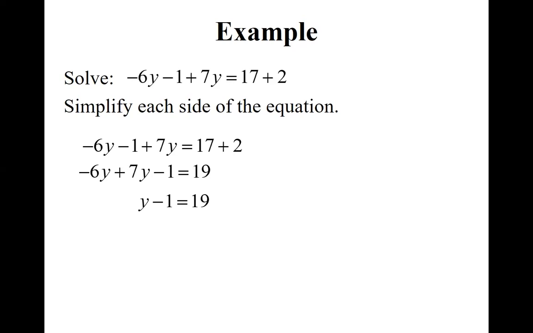This we can solve by adding 1 to both sides. To get the y by itself, we undo minus 1 with plus 1. Whatever we do on one side, we do to the other. We get 19 plus 1 is 20. Y equals 20. If you want to check that, I leave that to you.